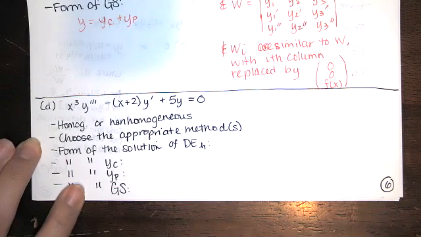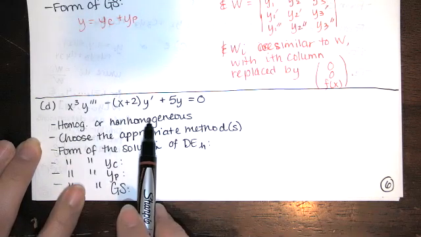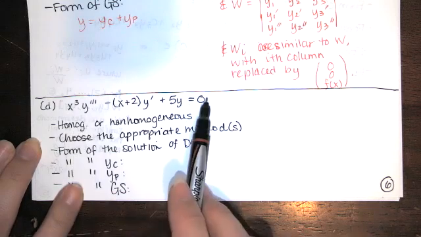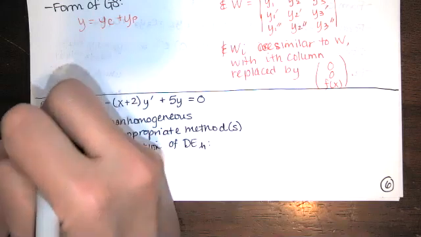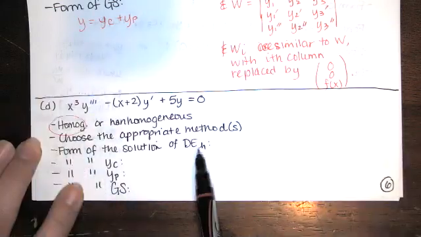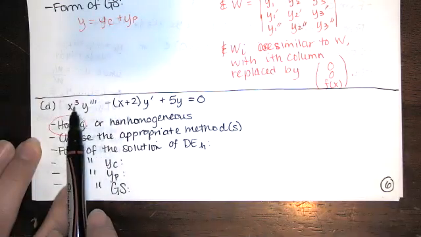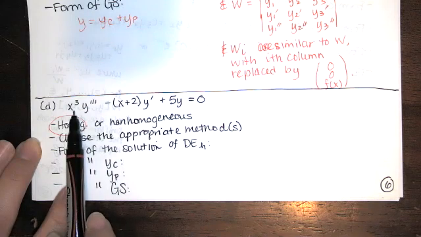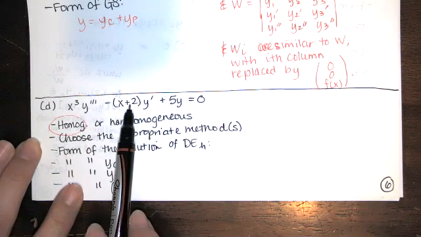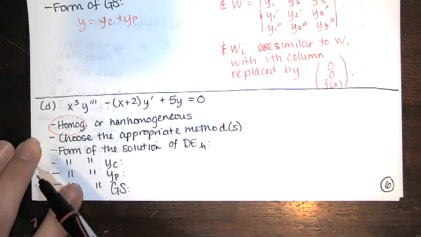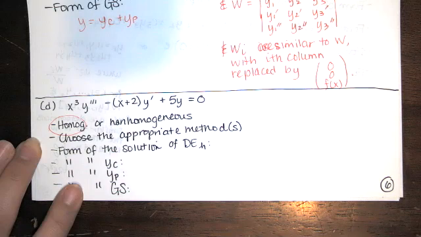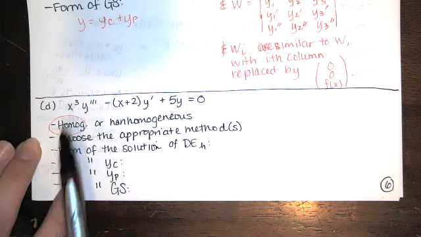Okay, so we ask ourselves, is it homogeneous or non-homogeneous? It is homogeneous because the right-hand side is 0 when all of the terms involving y are on this side. We're asked to choose the appropriate method. Now, the coefficients of y triple prime and y prime involve x. So this is a variable coefficient equation. The only method that we have for solving variable coefficient equations in closed form is the Cauchy-Euler method.